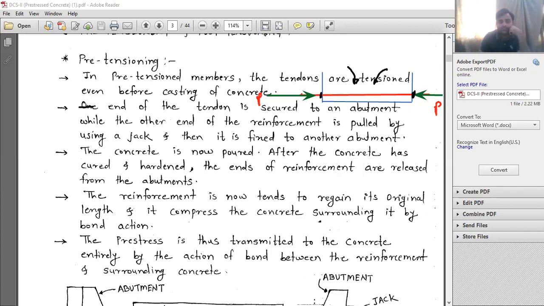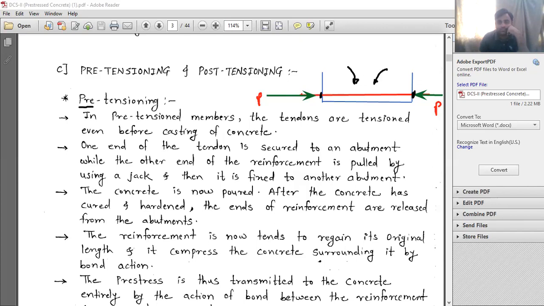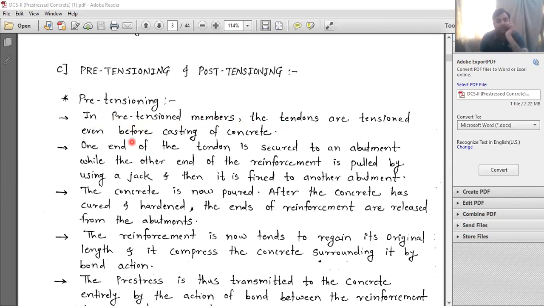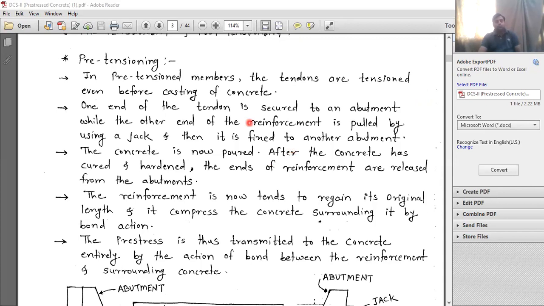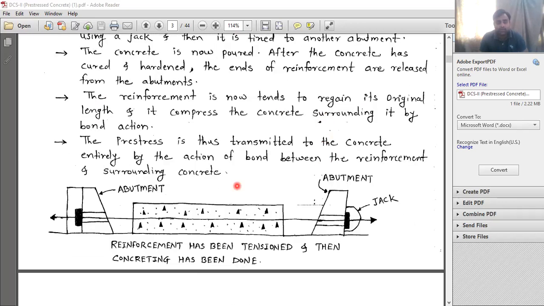So if you see further, in pre-tensioned members, the tendons are tensioned even before the casting of concrete, just as I have told you. One end of the tendon is secured to an abutment, while the other end of the reinforcement is pulled using a jack, and then it is fixed to the other abutment. एक end बघा. So this is the one end. This is fixed to the abutment. You can see, this is the tendon. This is the steel bar.